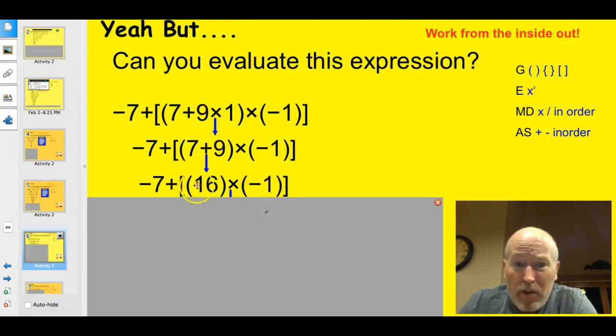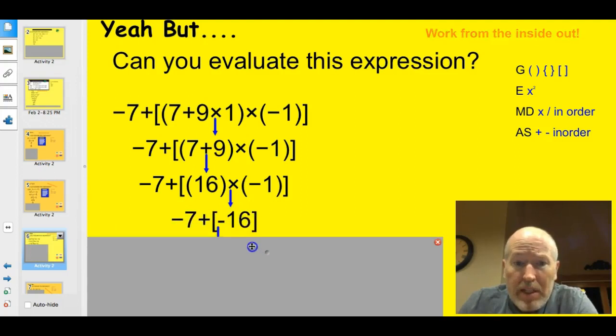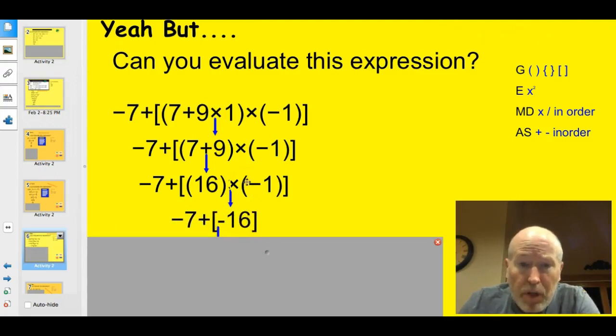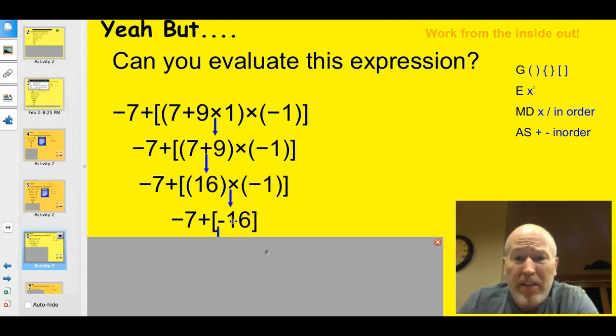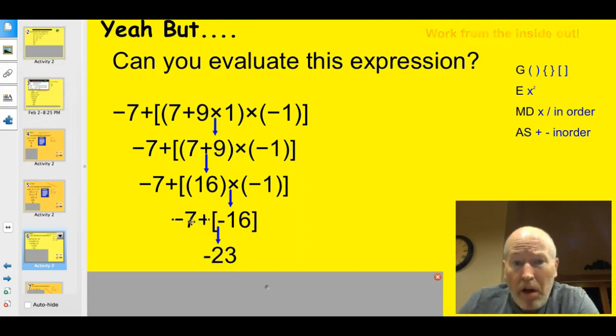Remember, we work from the inside out, so we have to do this first. Well, 16 times a -1, that's a negative times a positive. That's going to give you a negative answer, so you have -16. Now you have -7 plus that -16. Well, a negative plus a negative, that's a negative. It's like you spent $7, that's a -7, and you spend another 16. So 7 plus 16, you have a total of $23 that you spent, or that you're in the hole. So it's a -23, a negative plus a negative.